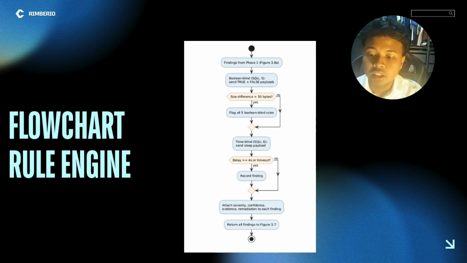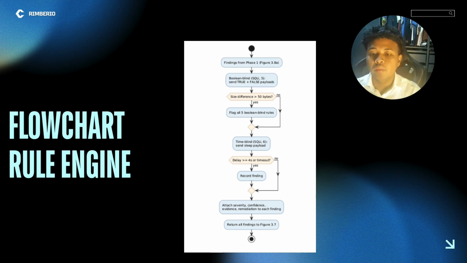Okay, so basically this is phase 2. Phase 2 handles the two HTTP-only rules that do not require a browser. So first, the Boolean blind rule sends the true and false condition payloads and compares the response sizes. If the size difference exceeds 50 bytes, all the five Boolean blind payloads are flagged.